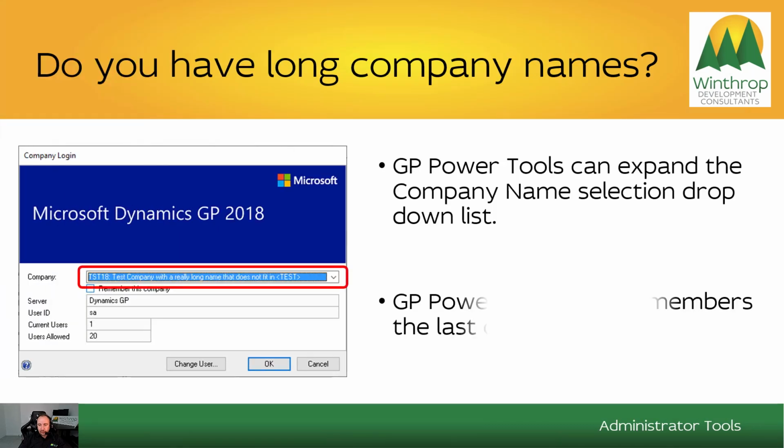If you've got a long company name that might not fit in the drop-down list, GP Power Tools can extend the size of the fields on the windows so that you'll be able to see the full name. This will help you ensure that you know exactly which company you're logging into, even if they only differ by the end characters. It does also remember the last company used. That definitely makes it a bit easier to use this window.